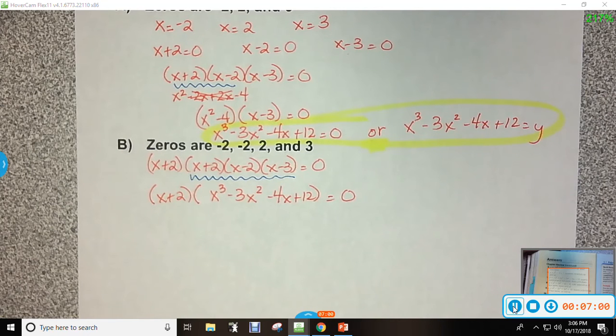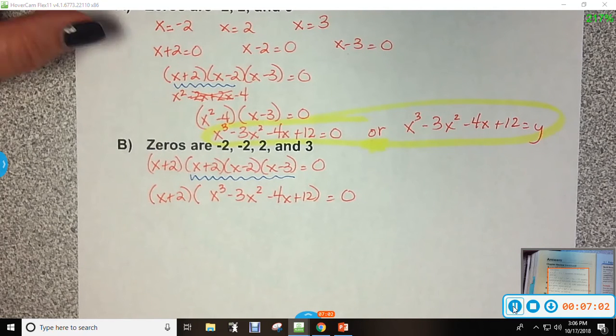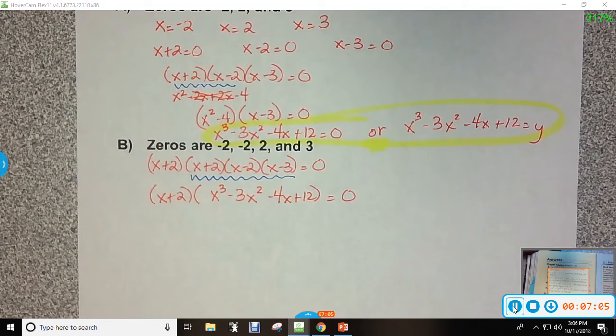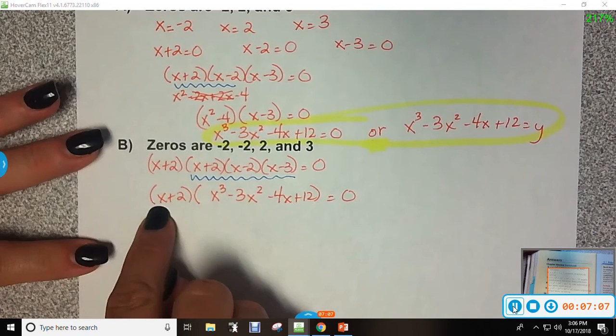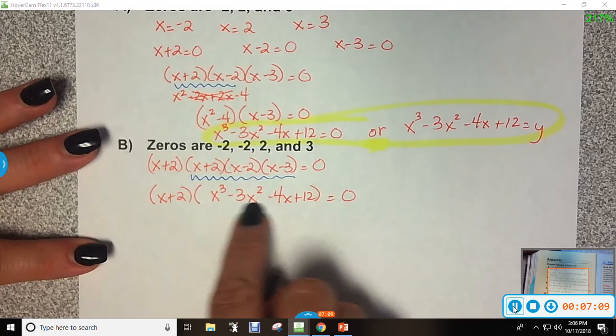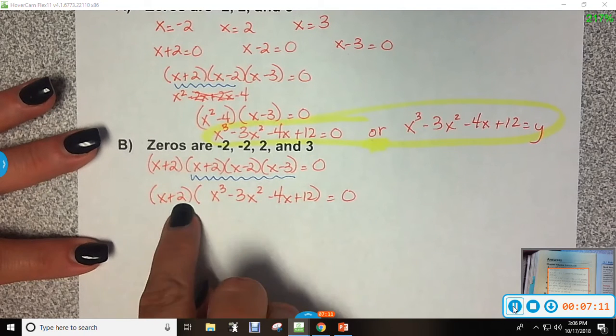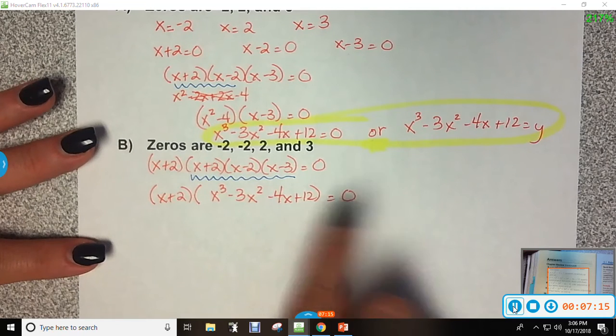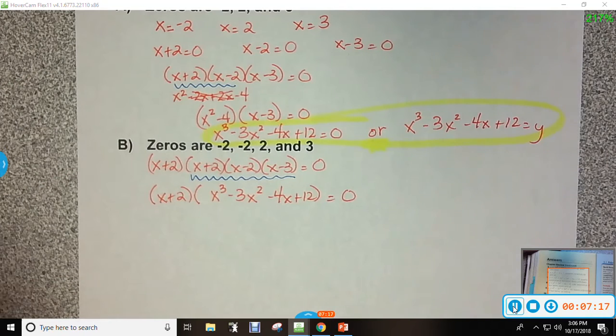Because I don't have two binomials. I've got too many terms in this one. So what we're going to have to do is take this x, distribute it to all of these, then take the 2, distribute it to all of these. Okay, and guys, I want you to watch how I write this on my paper. You don't have to do it this way, but it's a good organizational thing.